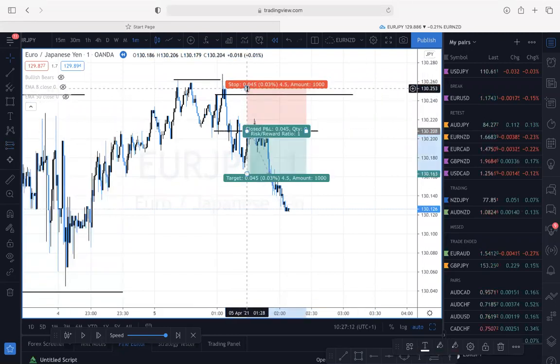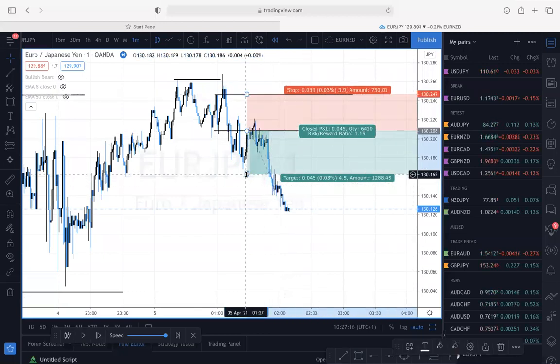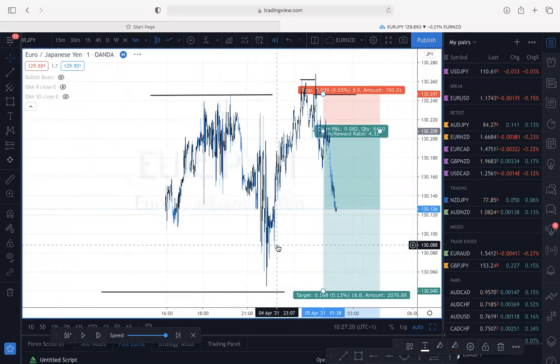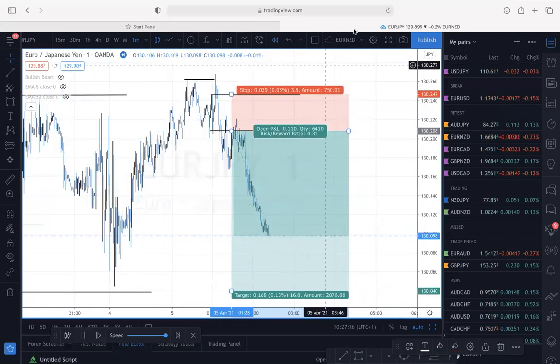Your stop loss right there, your target right there. And that is a 1 to 4, right? 1 to 4 straight away. Let's keep playing.